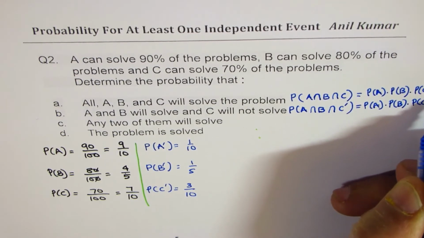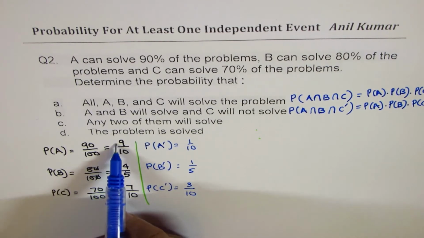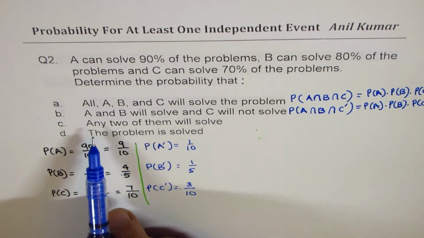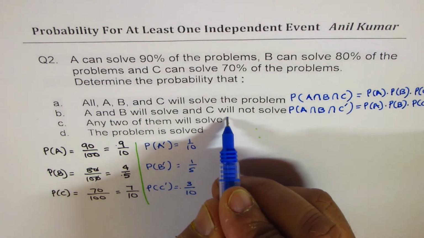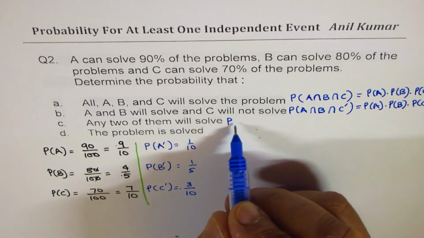Times probability of C not solving. You have to multiply these three now. Any two of them can solve. That means we have three scenarios, right?